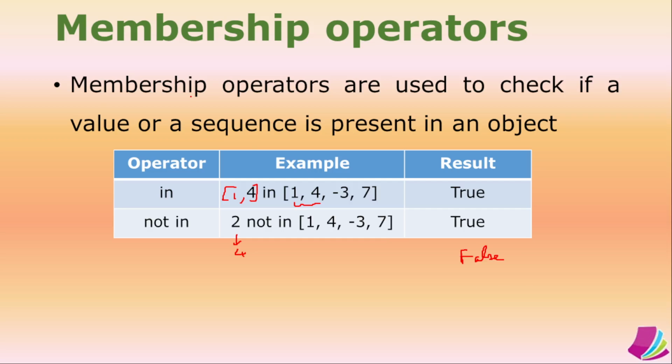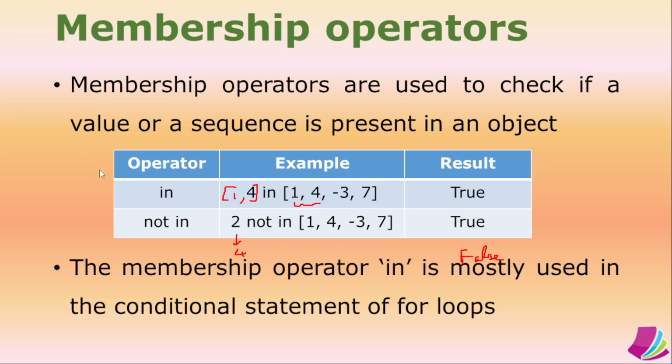Okay. So these membership operators are mostly used in conditional statements or for loops, which you will see in future videos. So for i in A: i is the loop variable, A is a variable containing a sequence like this, right? Likewise, we will give a statement. So the in statement will be primarily used in for loops.